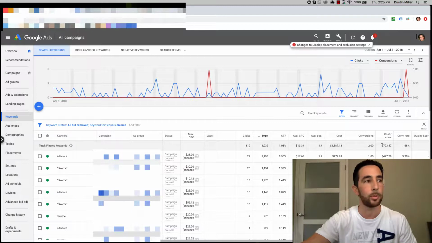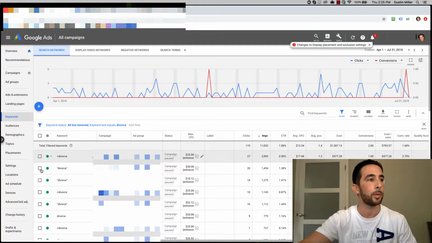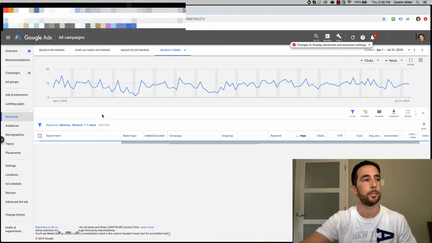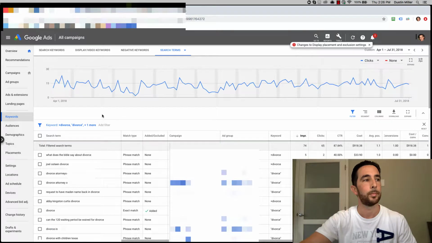Let me show you some of the search terms that these keywords produced because they are single word keywords. So just give me 1 second and I'll pop that up. Let me just select a few of these here. I'll do the top 3, and then I will click on the search terms, and just give me a second to blur out some of the stuff for the client. Okay. So here we are.